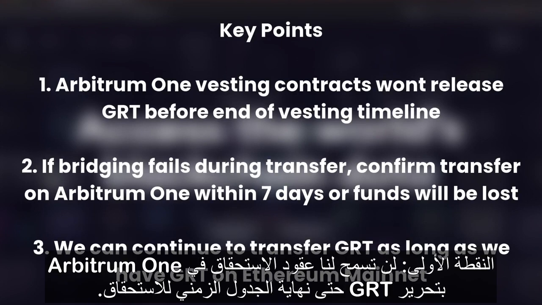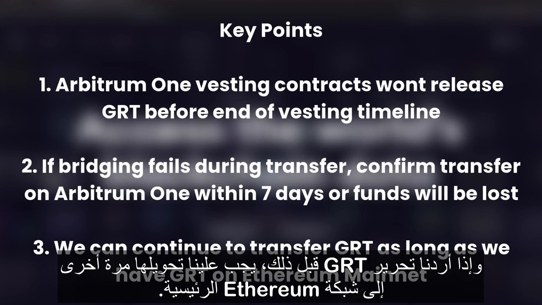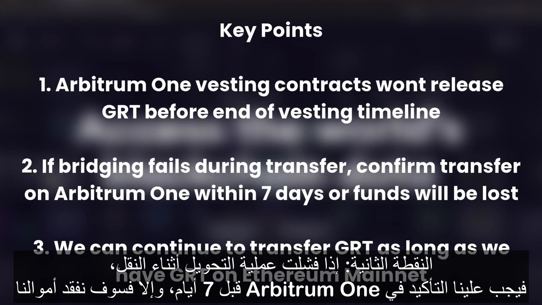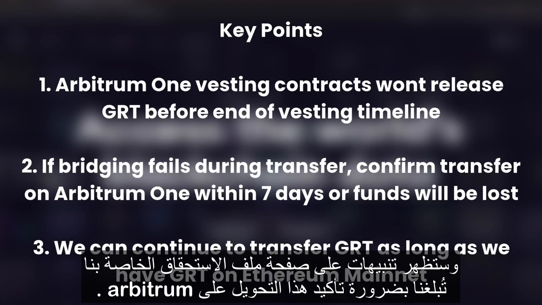Key point number 1. Arbitrum 1 vesting contracts won't allow releasing GRT until the end of the vesting timeline. If we want to release the GRT before, we'll have to bridge it back to Ethereum mainnet. Key point number 2. If the bridging fails during the transfer, we need to confirm on Arbitrum 1 before 7 days or our funds will be lost. An alert will show up on our vesting contract profile page informing us that we need to confirm this transfer on Arbitrum 1.